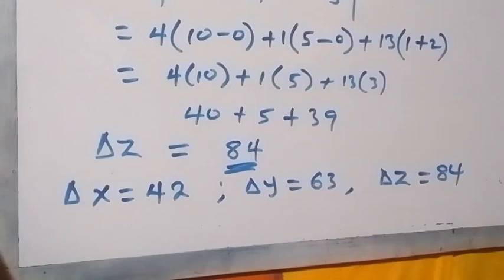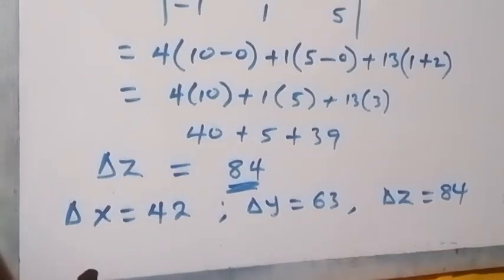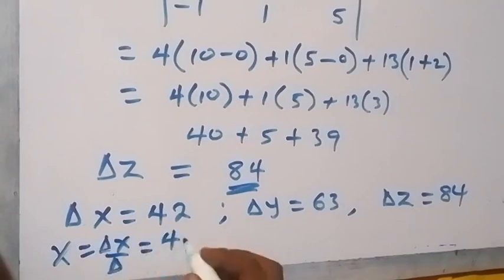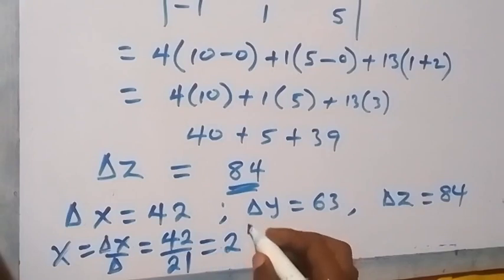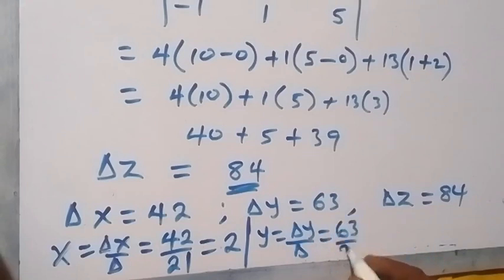Then easily now we can find the value of x, the value of y, and the value of z. And from there, x will just be the determinant with respect to x over the determinant. And that is 42 over 21. From here, 42 over 21 equals 2. So x equals 2, and also we can get y as the determinant with respect to y over the determinant, which is 63 over 21. And from here, this is the same thing as 3. So y equals 3.